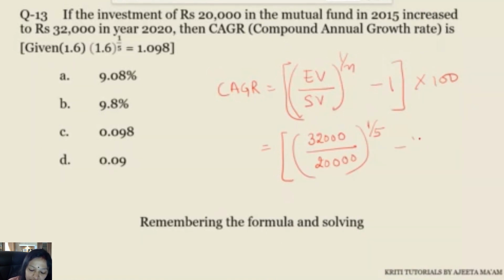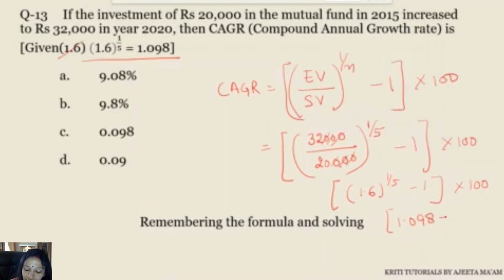So (32,000 upon 20,000) raised to 1 upon 5, minus 1, into 100. Now here one value is given to you: 1.6 raised to 1 by 5 is 1.098. Clear to all? Now we have to simply substitute this value. 32 divided by 20 will be 1.6 only. So you don't have to worry how we are going to calculate, or whether we need to use log. No, values will be given to you in the exam. So 1.6 raised to 1 by 5 is simply given to you. Just put that value and get your answer.